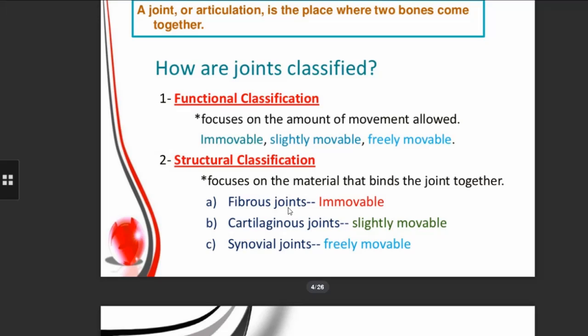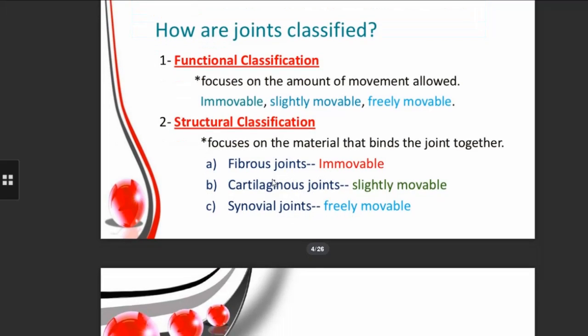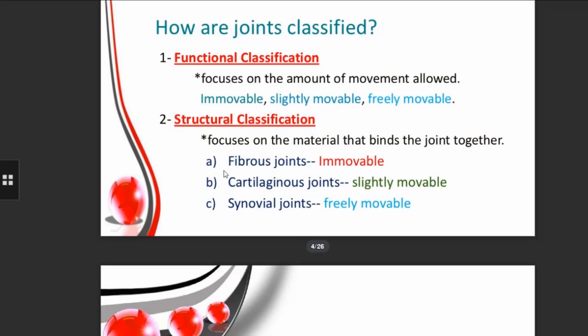First one is the fibrous joints. They are immovable. The bones are connected to each other by a fibrous connective tissue. Whereas cartilaginous joints are slightly movable. Cartilaginous joints have the hyaline cartilage. They are present in our costal areas, between the sternum and the ribs. Third one is the synovial joints. They are freely movable. We will define these separately in the next coming slides.